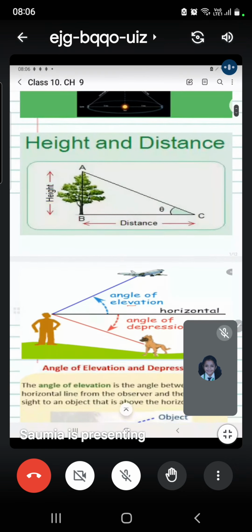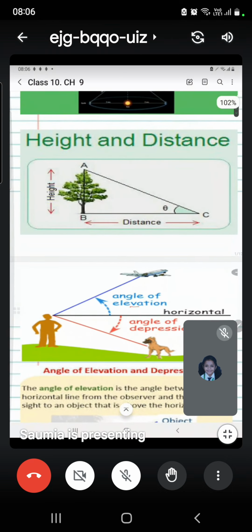So what exactly are we going to do in this chapter? In this chapter, you're going to be getting situations like this. There is a tree. So AB represents the tree.